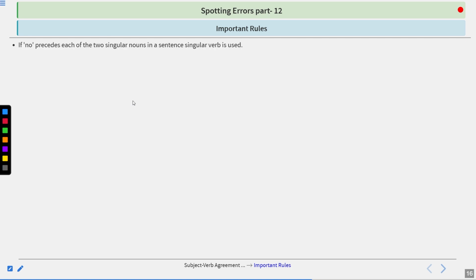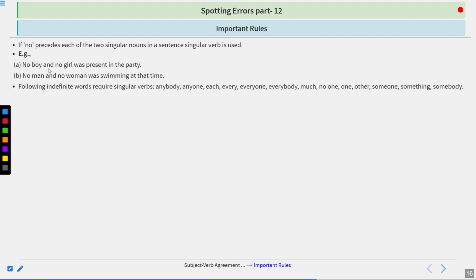Important rules. If "no" precedes each of two singular nouns in a sentence, a singular verb is used. No boy and no girl was present in the party. Here, boy and girl are singular nouns preceded by "no". That's why we have used a singular verb. No man and woman was swimming at that time.